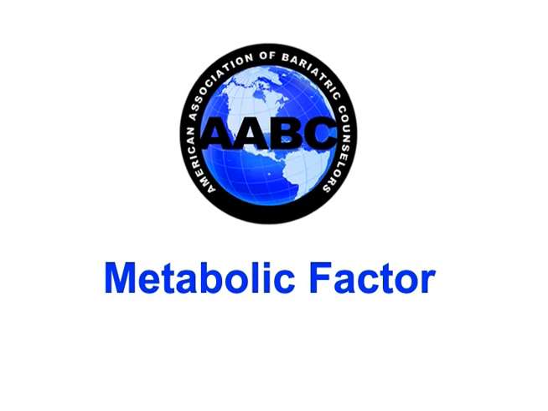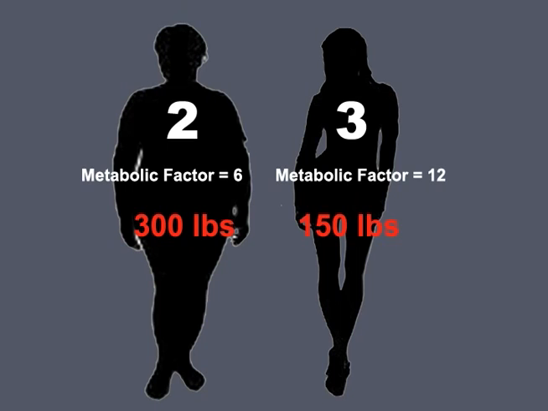AABC has identified the metabolic factor as a method to quantify a predisposition for obesity. The metabolic factor of patient 2 is 6 and patient 3 is 12. Patient 2 has 6 cylinders, so to speak, and patient 3 has 12 cylinders. They burn fuel, food, at very different rates. What we are identifying as a metabolic factor can quantify a predisposition for obesity.